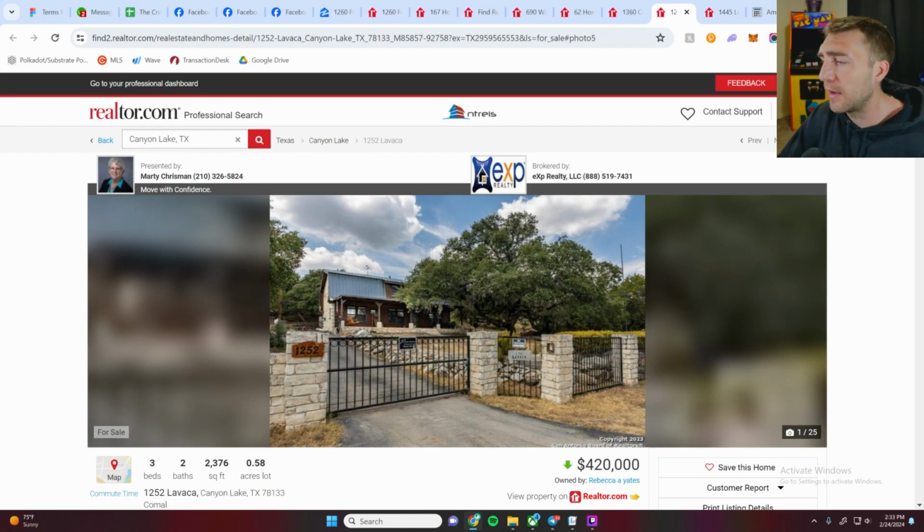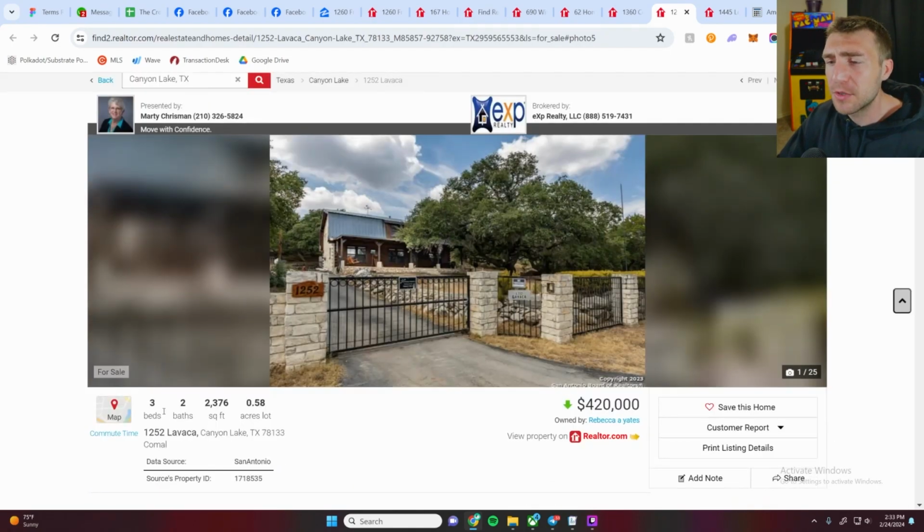Okay, so this house is located nearby, and I chose this one because it's about the same price, right? They're asking 445. This house is 420, but this one's a little bit bigger. It's 3 bedrooms, 2 baths. But look, the square feet is 2,400 square feet. It's an extra almost 1,000 square feet more. So this house should be worth more money, right? Well, let's look at the condition. It's on about the same size lot, a little bit smaller, but it's much nicer.